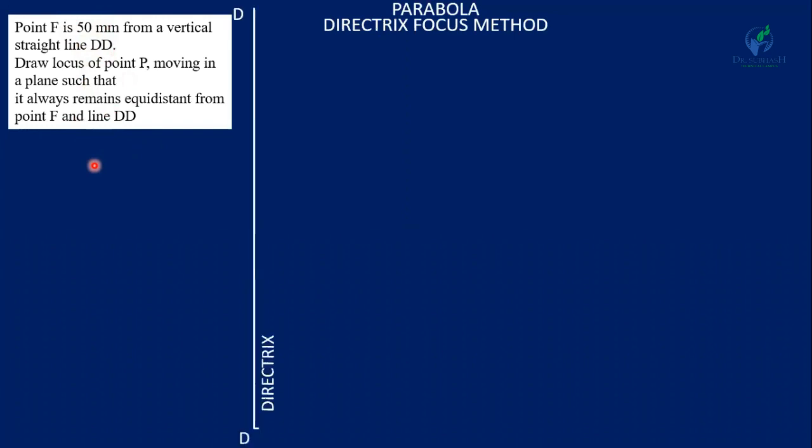So first of all, draw a directrix DD and get one point R, and from that R, draw the axis which is perpendicular to the directrix. Now from R, mark point F at a distance of 50 mm. So RF is 50 mm, and at the midpoint of RF mark a vertex V, because the eccentricity in a parabola is equal to 1. So VF is equal to VR. So V is at the midpoint of RF.